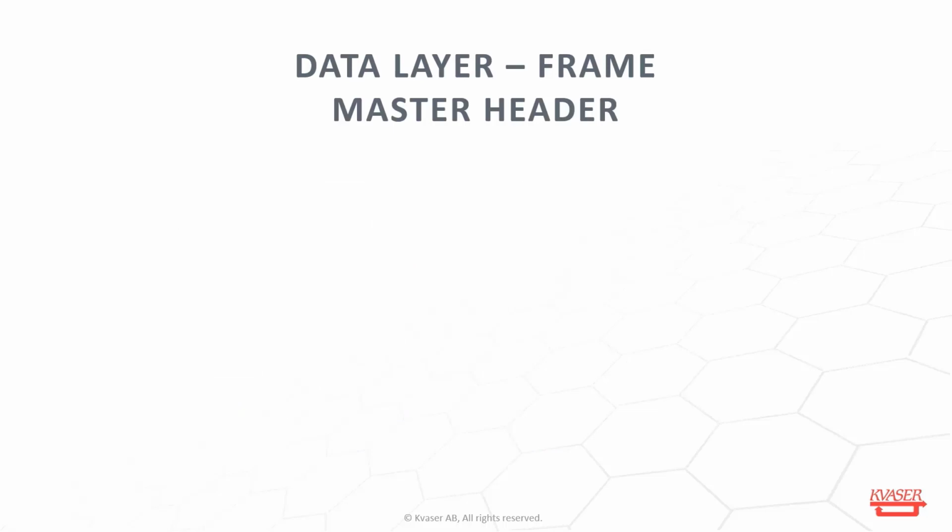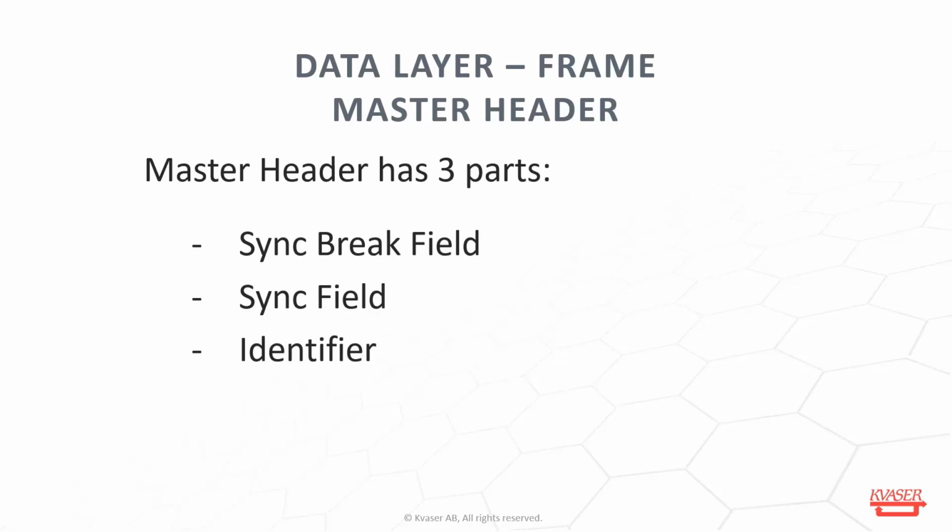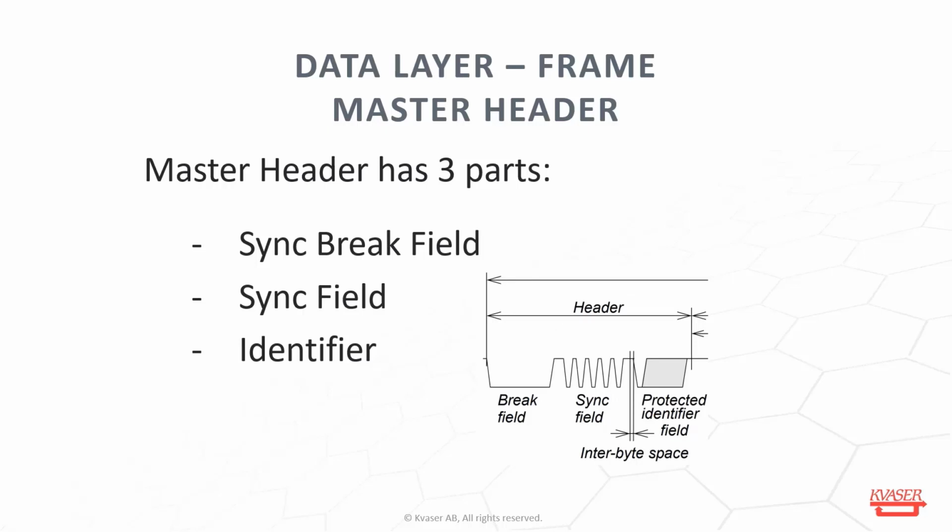Let's take a closer look at the master header. Like I mentioned, the master header is comprised of three parts: the sync break field, the sync field, and then the protected identifier. The sync break field is roughly 13 bits long, and it is a dominant bus low condition. This is to ensure that the bus will see it as a break. This is the space between frames so that it knows that a new frame has been placed on the bus. The sync field is what helps the slave node determine the transmission rate which the master node is using. This is what allows the auto-baud detection by the slave nodes on the bus.